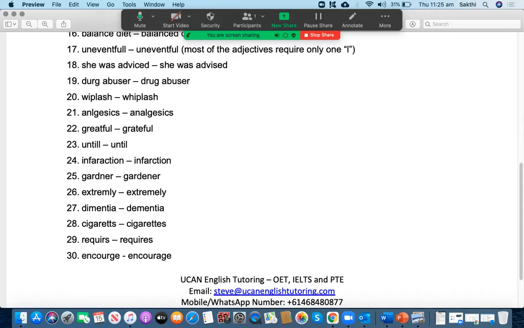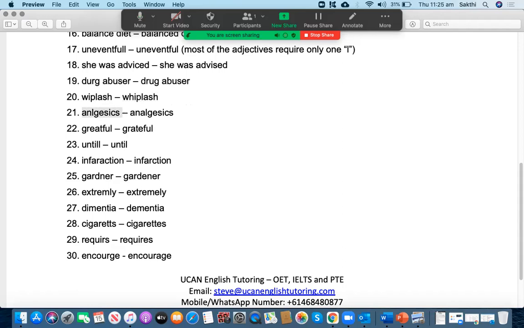She was advised. Remember that advised is a verb which needs S. It doesn't need C. If you have written it with C, that is wrong. Please stop using C when you have to use a verb. And then drug abuser. "Drug abusor" is wrong. It's actually drug abuser. So you have to write down DRUG ABUSER. And then whiplash. Remember that whiplash has got WHI. It doesn't have WI. So this is the correct spelling. WHIPLASH.